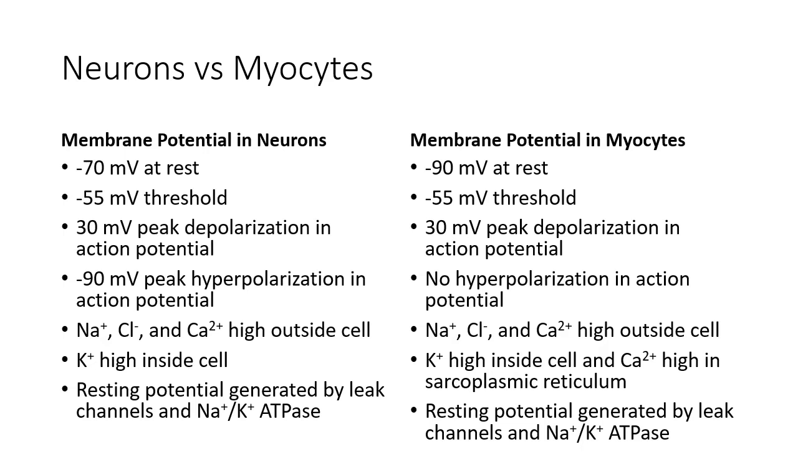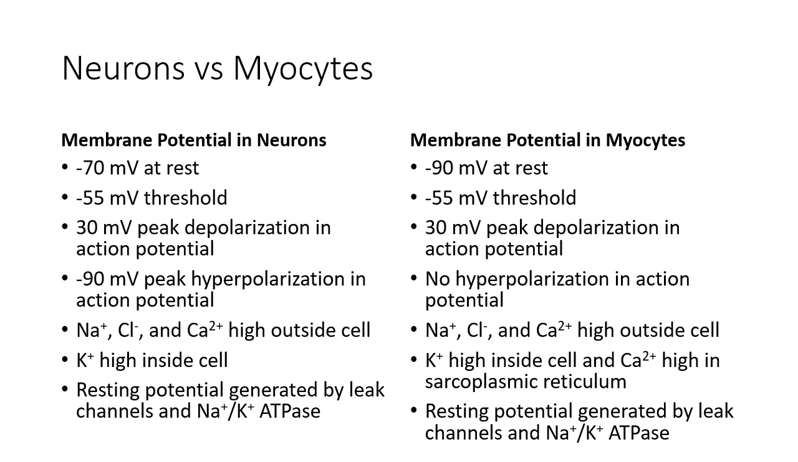The minimum potential reached during an action potential is negative 90 for both cell types, but negative 90 in neurons is below the resting membrane potential, so that's hyperpolarization, whereas in myocytes, negative 90 is the resting membrane potential, so that's just the end of repolarization.